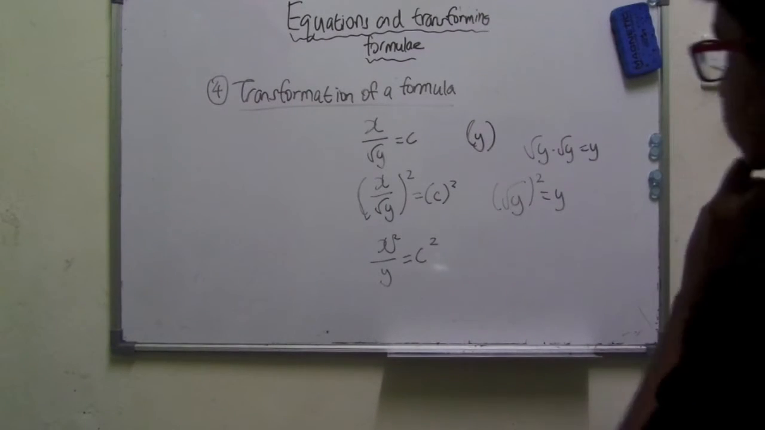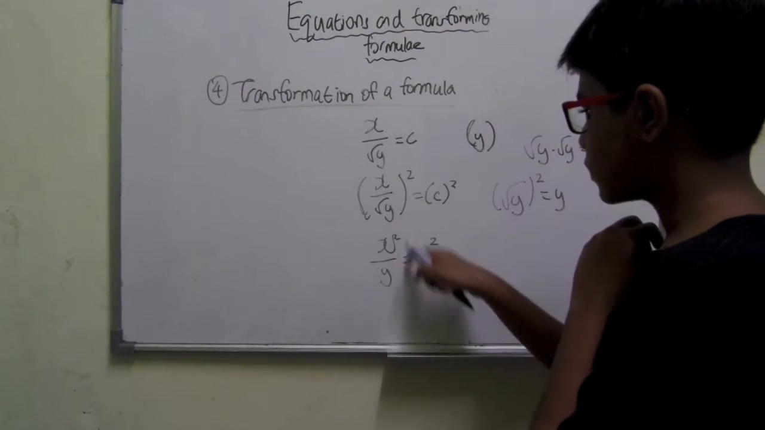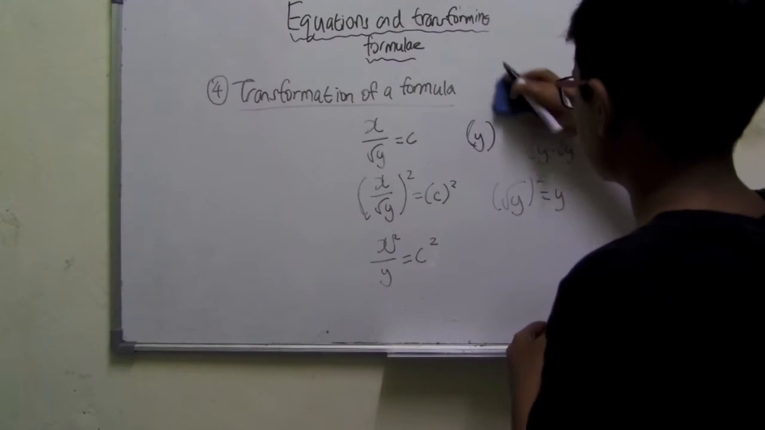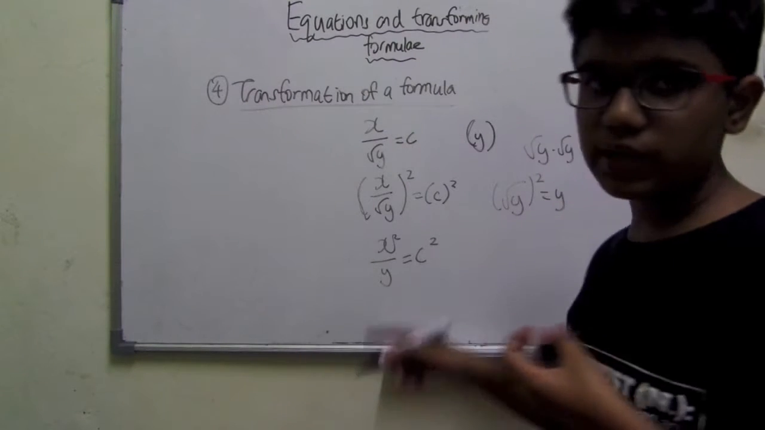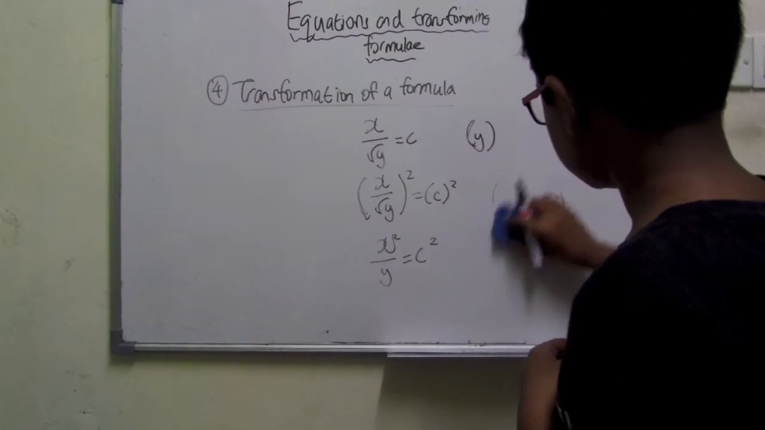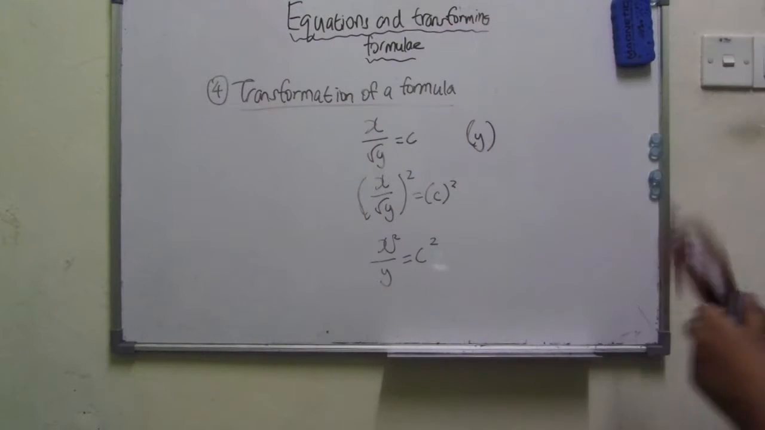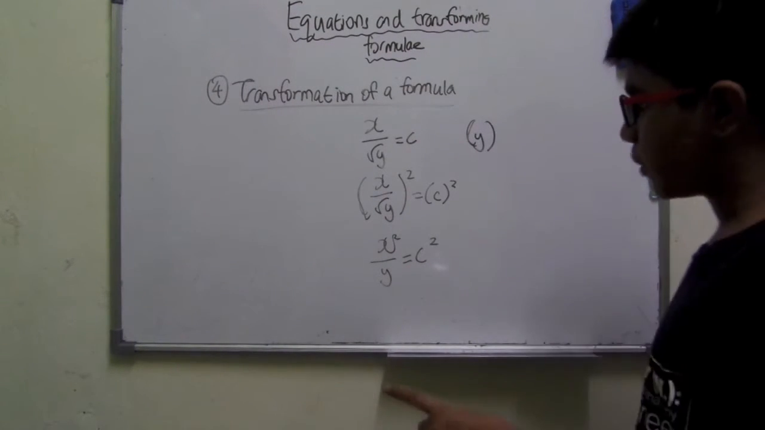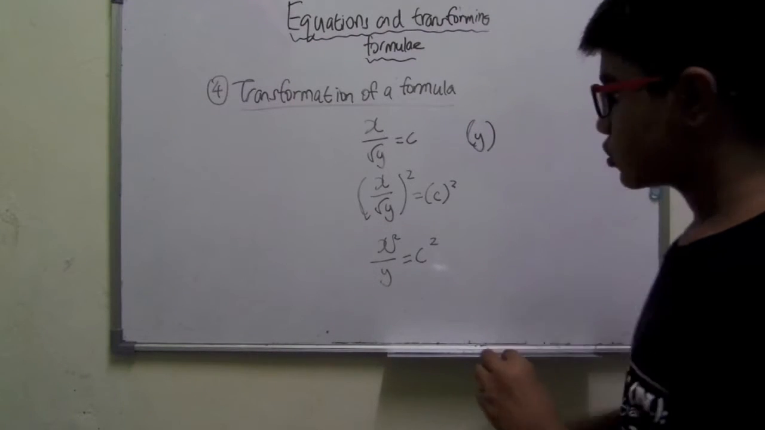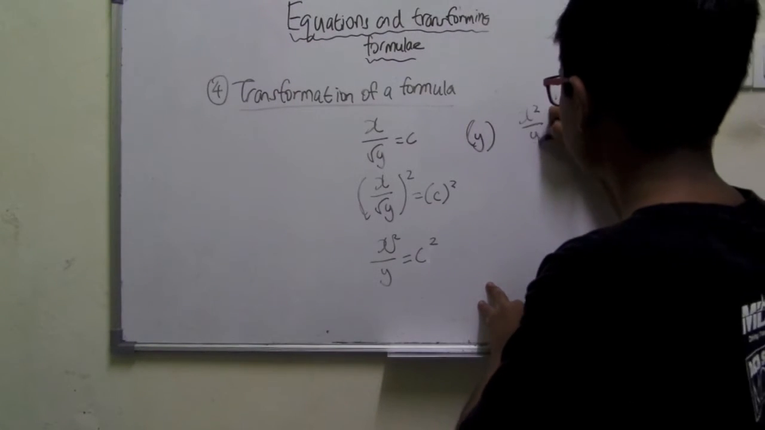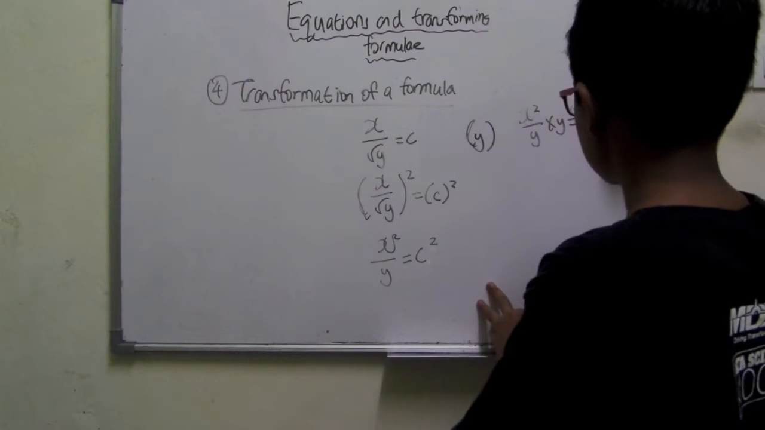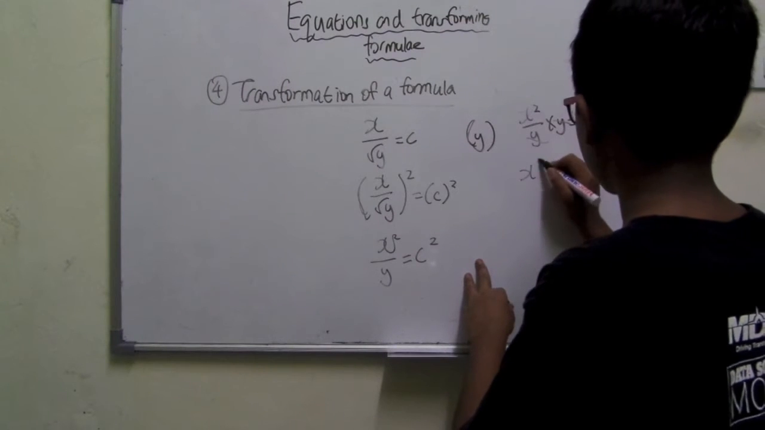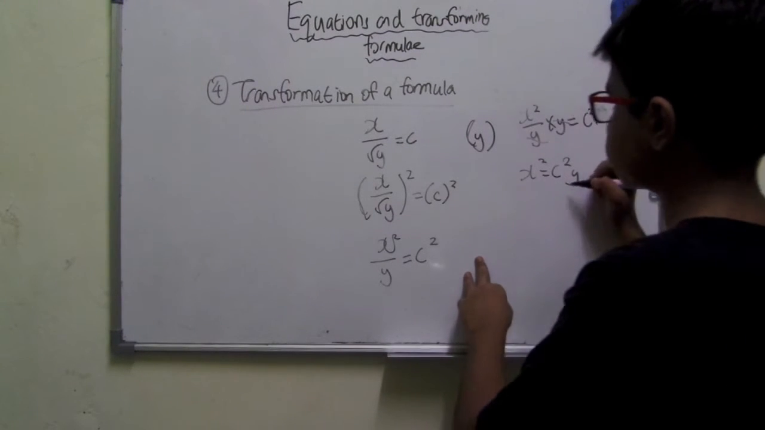And we need to change this in terms of y. So we have this, we removed the root. This funny thing has gone. The square root has gone away. Now the next problem is there is a fraction. And when there is a fraction, we must get rid of the denominator. So, as I said before, we need to multiply the denominator on both sides. So x squared over y times y equals c squared times y. y and y cancel, x squared equals c squared y.